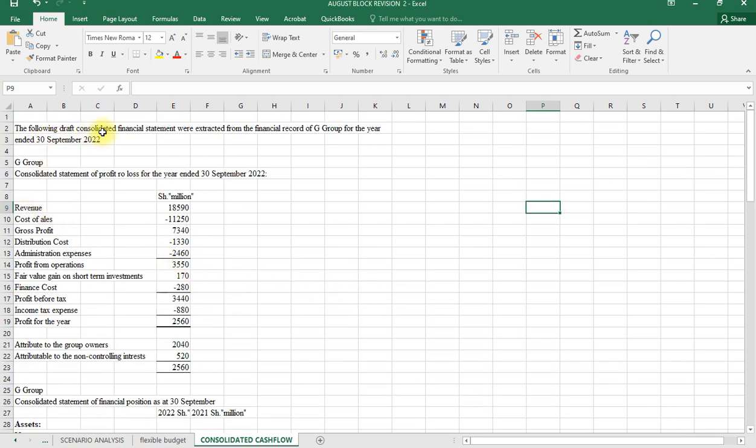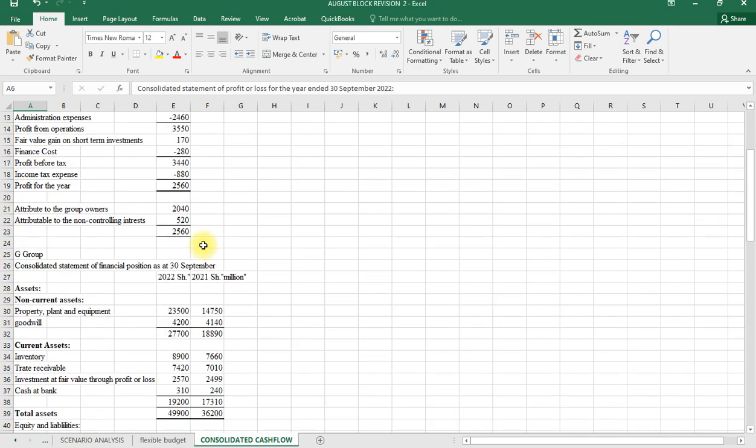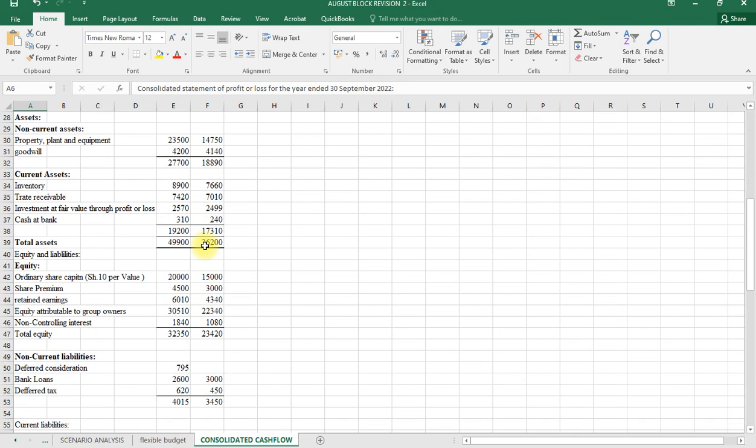The following draft consolidated financial statements were extracted from the financial records of G Group for the year ended September 2022. So we have the consolidated statement of profit or loss for the year ended September 2022, and we have also been given the statement of financial position.